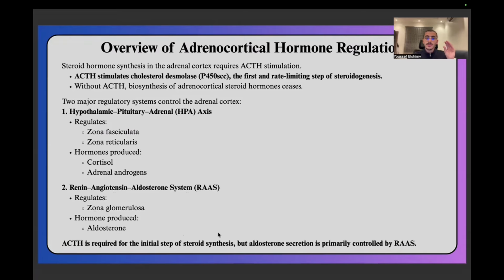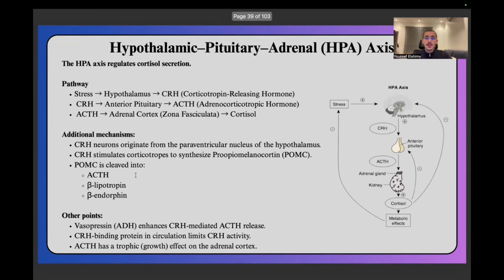So, what's the first step? It is the conversion of cholesterol into pregnenolone. This is the first step. After that, all is controlled by the RAS, or the renin-angiotensin-aldosterone system, to produce aldosterone. The other two hormones, cortisol and the adrenal androgens, are controlled 100% by ACTH from the first step till the last step. Okay.